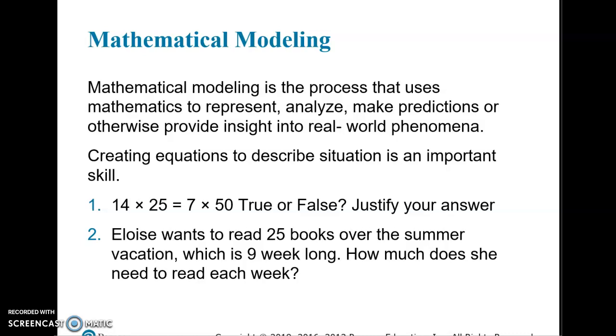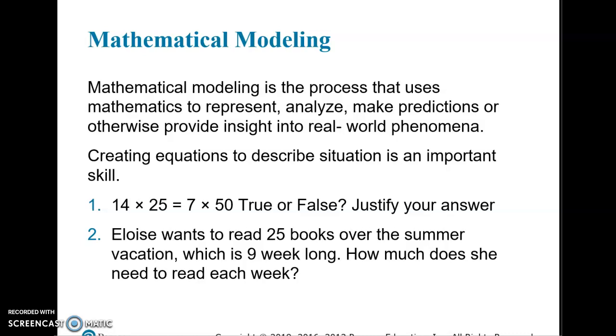Let's compare possible ways to engage students. Number 1, 14 times 25 is equal to 7 times 50. True or false? You would have students on one side show 14 times 25 worked out correctly, and make sure they justify their answer, and then 7 times 50, and make sure they justify how they worked that answer out, and then they would compare and contrast the left side to the right side, and then put down true or false.